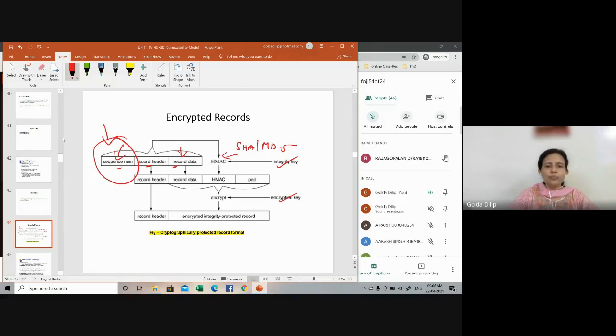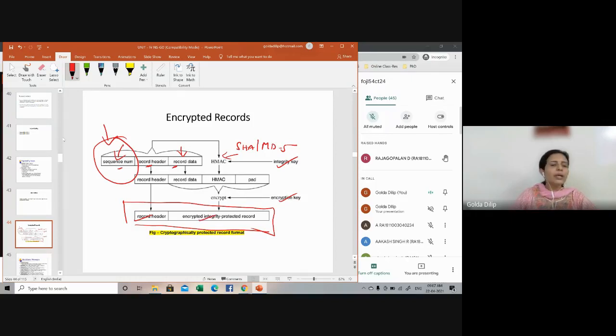To summarize, for a cryptographically protected record format, at the time of transmission, what gets transmitted is the record header, followed by the encrypted, integrity-protected record.